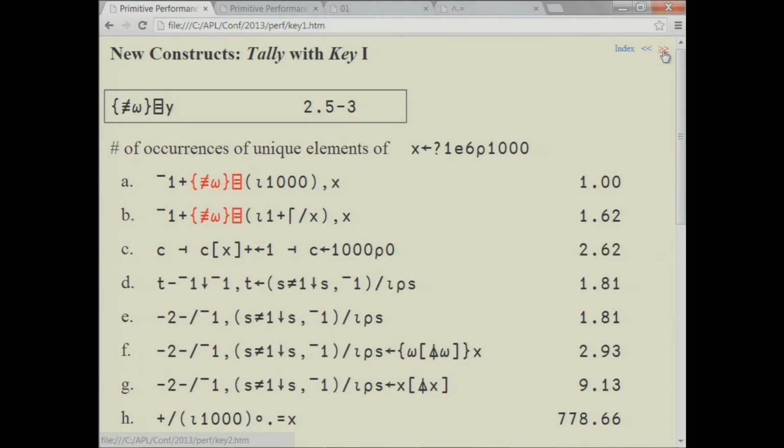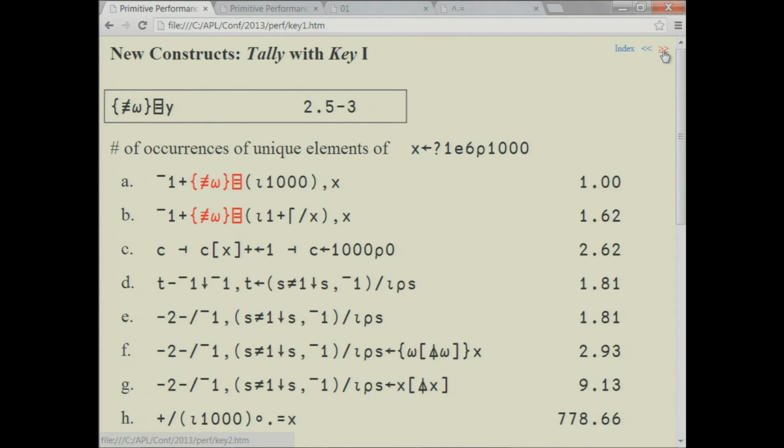Solution B explores what happens if you don't know the range of the vector. So you have to find the maximum first. And the factor also gives you an idea of just how fast key is compared to max/. C is a solution using modify index assignment. And the factor is low only because that expression has been sped up in version 14.